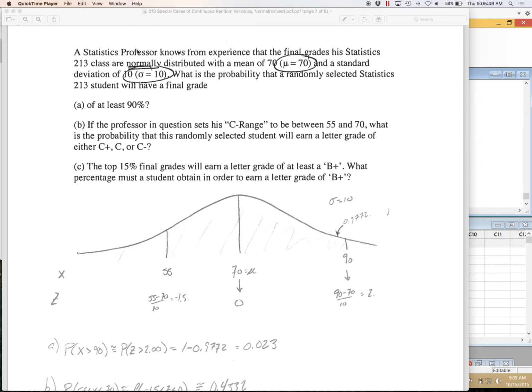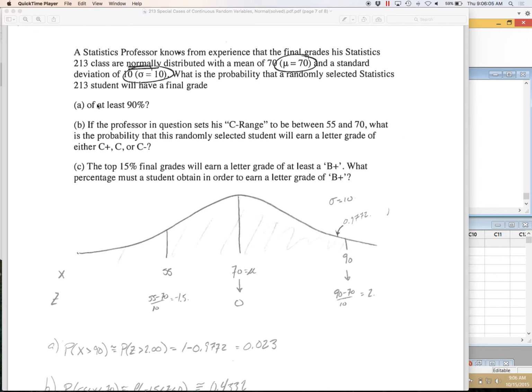So a statistics professor knows from experience the final grades of his Stats 213 class are normally distributed. Okay, they have that bell shape. The middle, the average, is typically 70%, and the standard deviation, say, 10%. So what is the probability of the following?